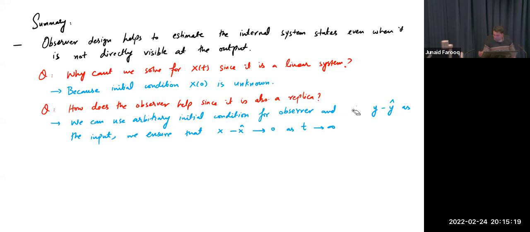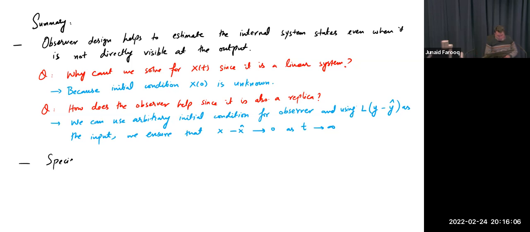So maybe I can specify it as L times y minus y hat. So for the observer, you use any arbitrary initial condition x hat of 0, and obviously it is going to generate a new output y hat. So you subtract the outputs and feed it back to the input, and that closed loop system eventually ensures that x and x hat are going to be the same as t becomes larger and larger. So it's asymptotically accurate, and that's the beauty behind estimation of the signal.